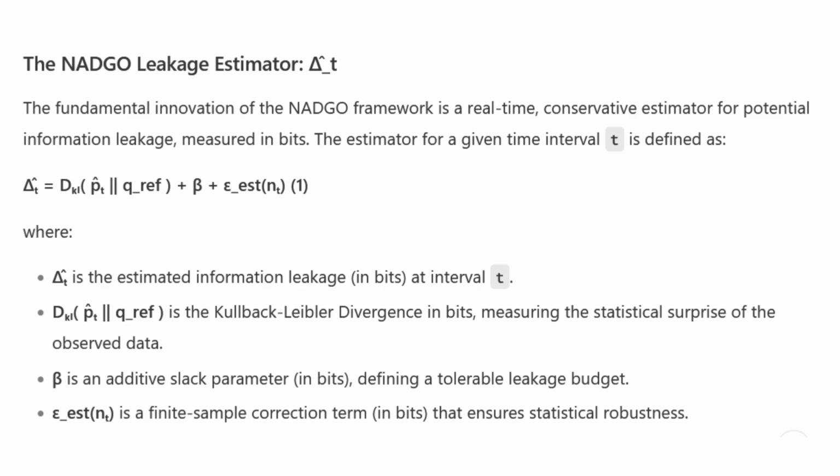The key novelty of NADGO is the leakage estimator. The core signal in NADGO is a leakage score calculated at every interval. We compare current threshold patterns to a locked reference distribution that was built under our padding scheme. If the current behavior drifts away from that reference, the score rises. It updates quickly, is conservative by design, and supports hard thresholds.